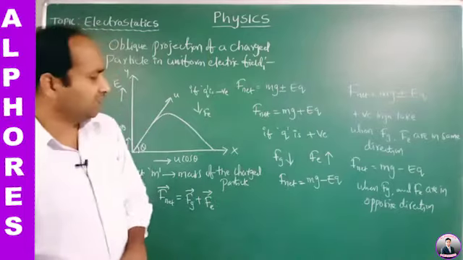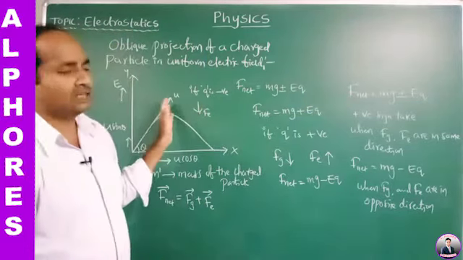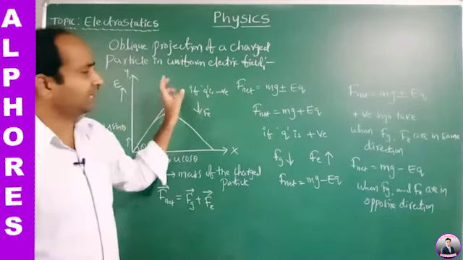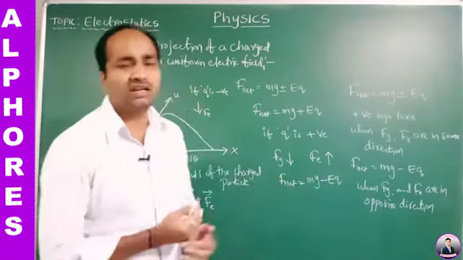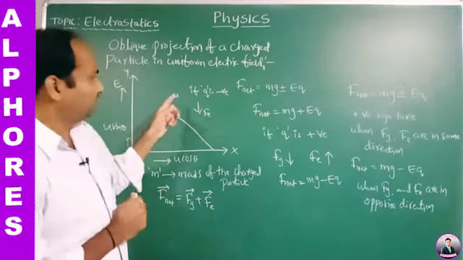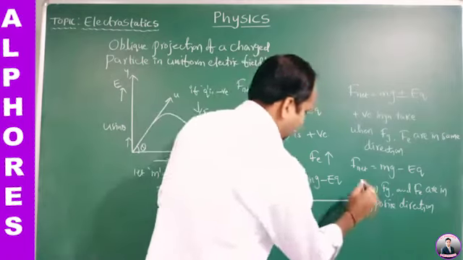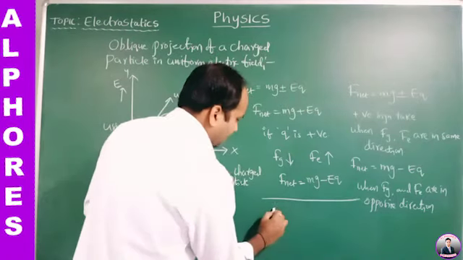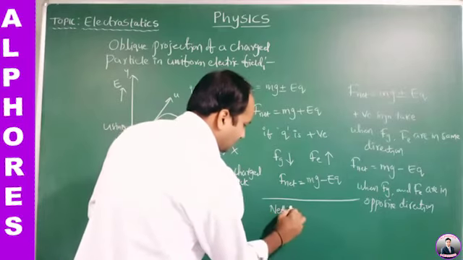Now we got the resultant force, the net force acting on the charged particle in the combined electric and gravitational field. If we know the force, can we calculate the acceleration? We know the mass of the charged particle. Then we should write the net acceleration.